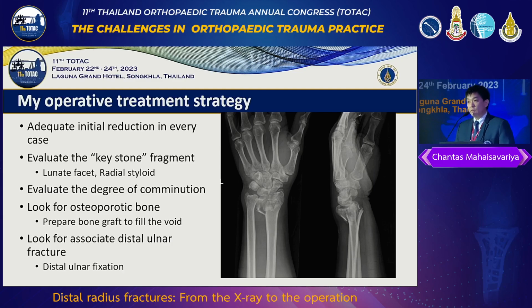Don't forget to look for osteoporotic bone, because when there is a radial collapse and you try to reduce it, it will create a void. And if you don't fill the space, it will collapse in the further follow-ups. And please look for an associated distal ulnar fracture when you have to fix it.